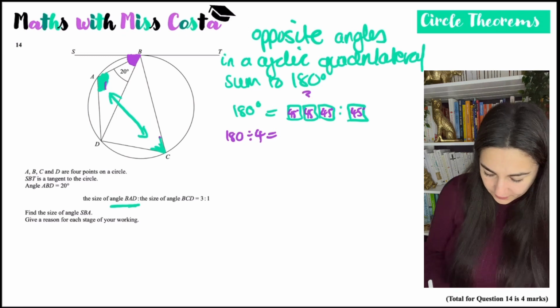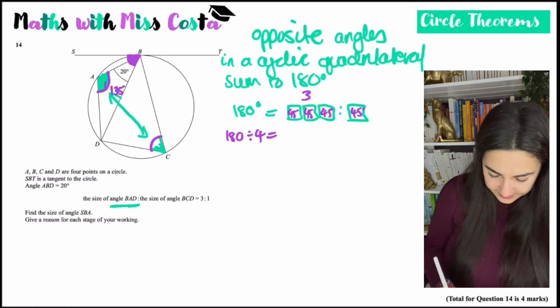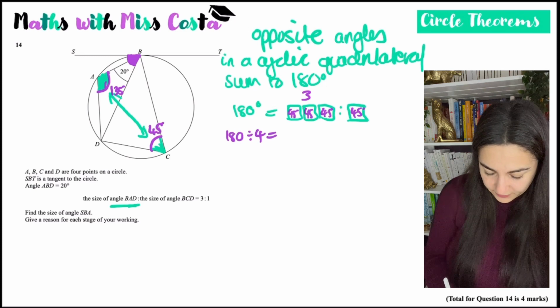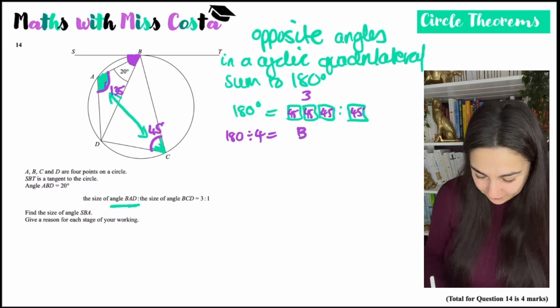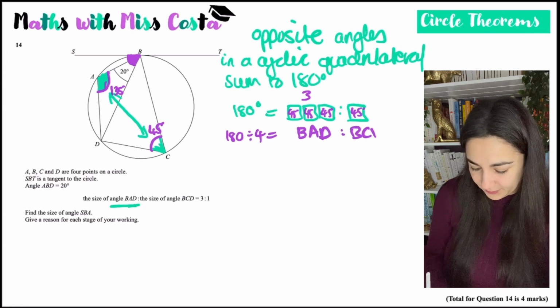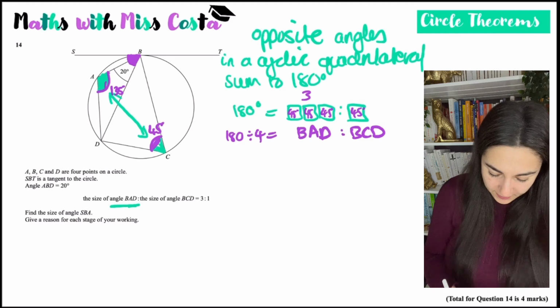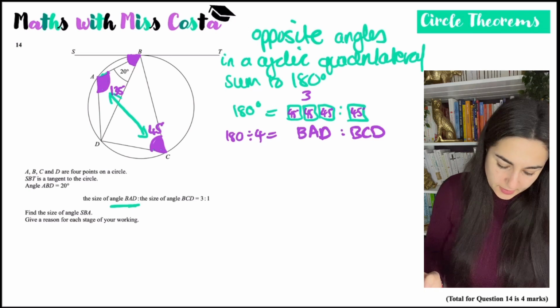So the size of angle BAD is 135 degrees, and this is BCD, 45 degrees. So you don't make the same mistake as me, it helps if you label things. That's BAD and that angle here is BCD, so that's 45 degrees here. Okay, so we've got two angles in this cyclic quadrilateral.